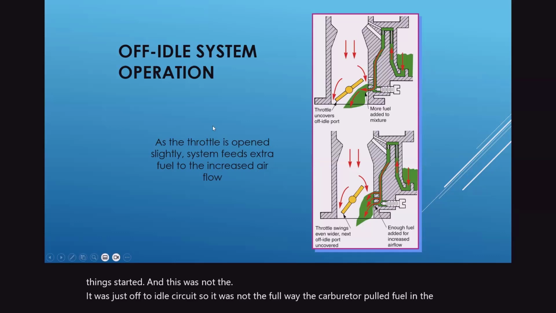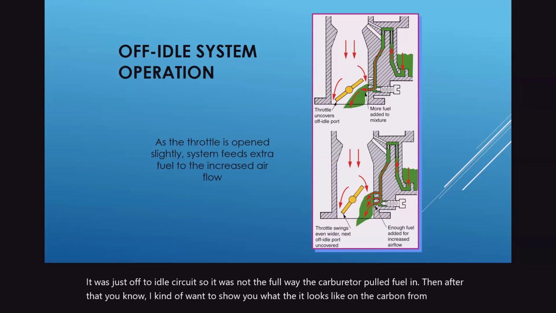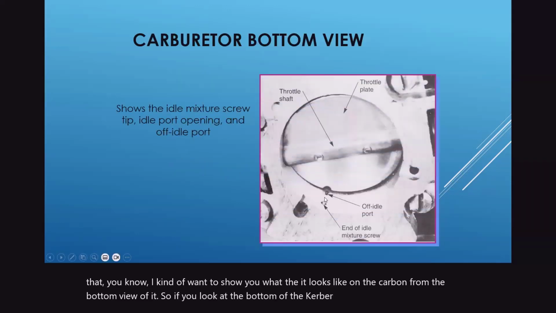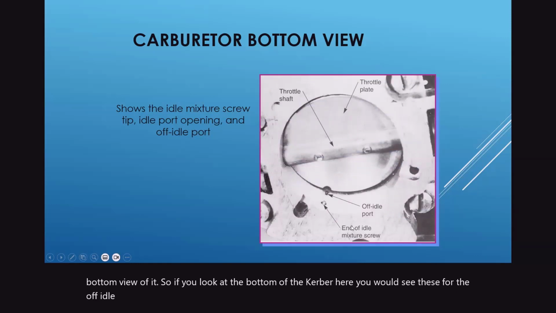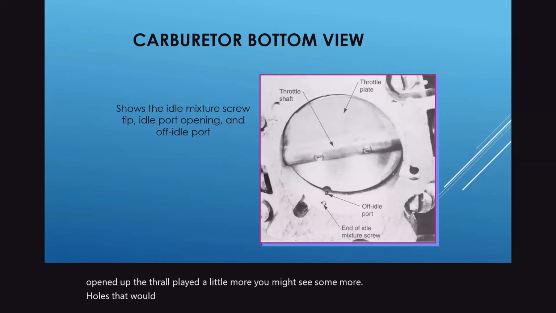Then after that, I want to show you what it looks like on the carburetor from the bottom view. If you look at the bottom of the carburetor here, you would see these off idle ports. So we would have the adjustment screw. You could see that. And then if you opened up the throttle plate a little more, you might see some more holes that would allow more fuel to come through.